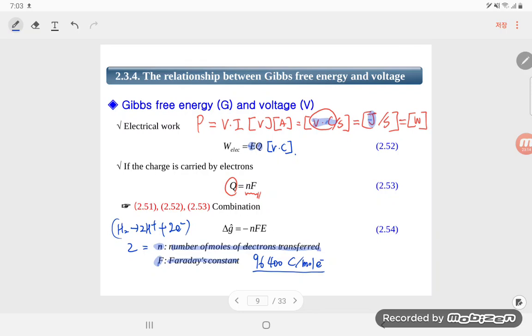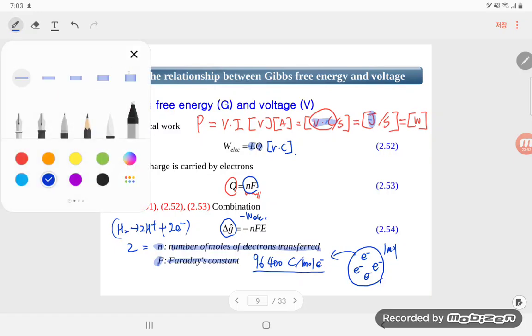Okay, then what is the meaning of the Faraday constant? Faraday constant means if there is 1 mole of the electron in here, then the charge these electrons have is the Faraday constant. So we can calculate the charge with nF. If we combine this one, then delta G, which is minus W electric, is equal to minus nFE. It is really important.